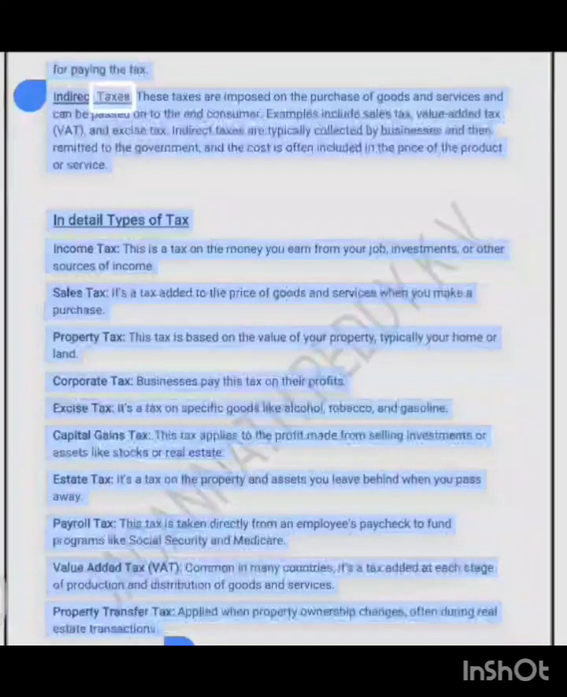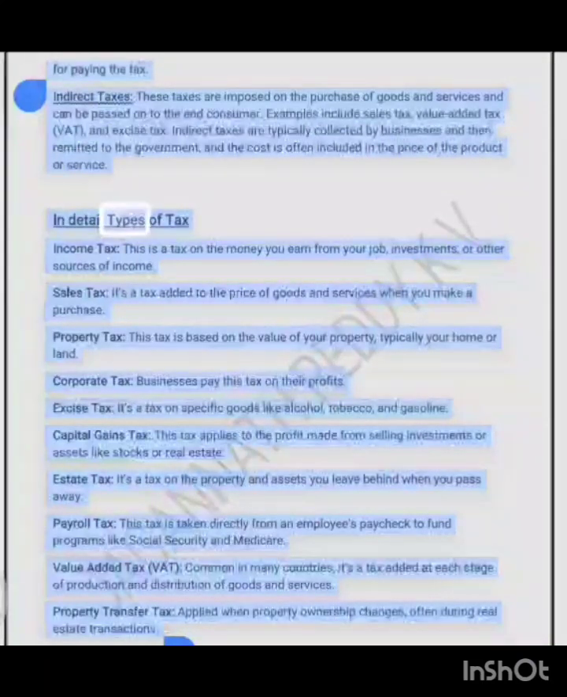Indirect taxes. These taxes are imposed on the purchase of goods and services and can be passed on to the end consumer. Examples include sales tax, value-added tax, VAT, and excise tax. Indirect taxes are typically collected by businesses and then remitted to the government, and the cost is often included in the price of the product or service.